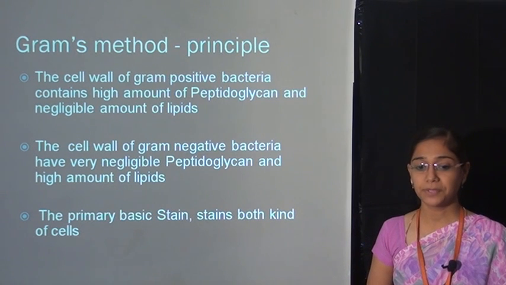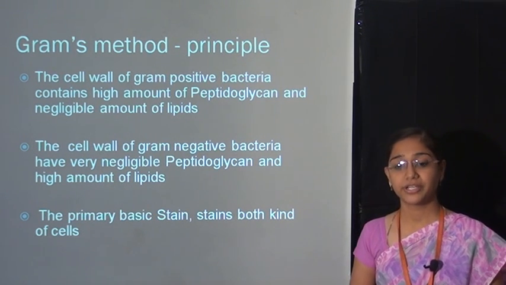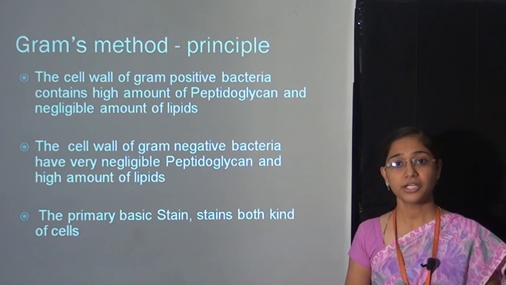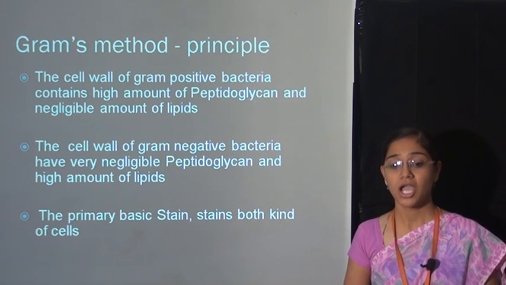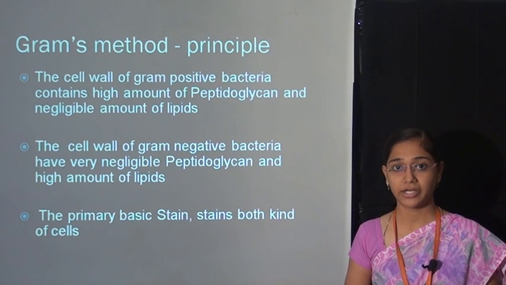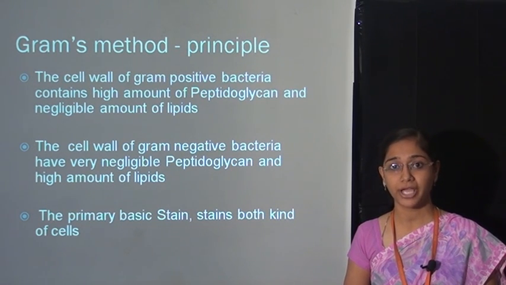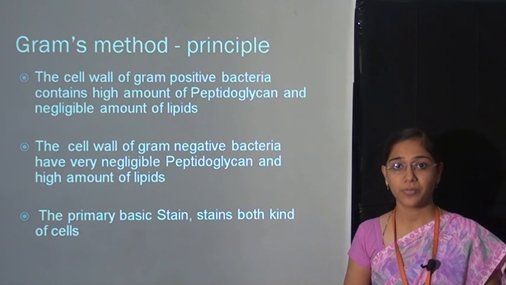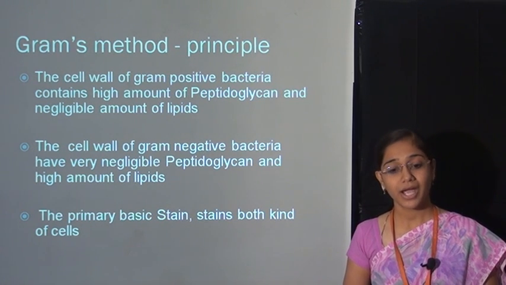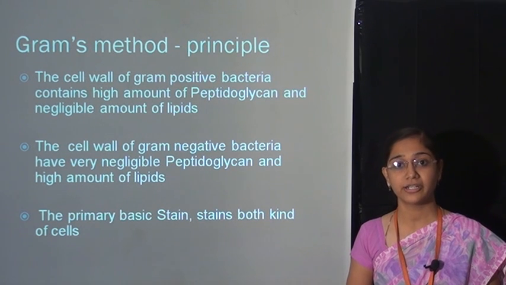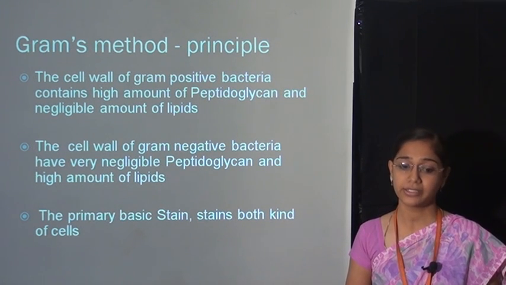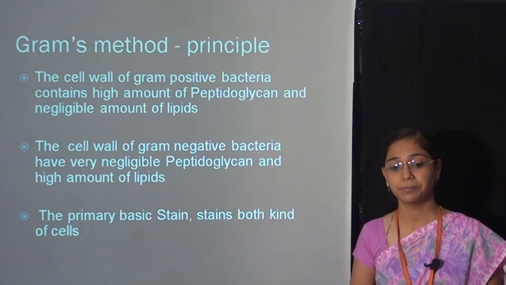Gram's method principle: the cell wall of the Gram positive bacteria. There are two types of bacteria, Gram positive and Gram negative. Gram positive bacteria contain a high amount of peptidoglycan and a negligible amount of lipid. Gram negative bacteria contain a negligible amount of peptidoglycan and a high amount of lipid.